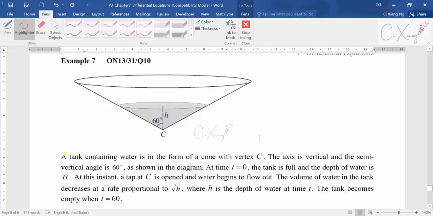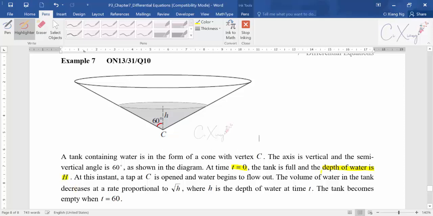Okay, so let's start with the information given in the question. Here they say that there's a tank containing water in the form of a cone. This is what you can see in the figure. And the axis is vertical and the semi-vertical angle is 60 degrees. So they are telling you that this is 60 degrees. As shown in the diagram, at time t equals 0, the tank is full and the depth of the water is h. So this is actually the initial value that they give you.